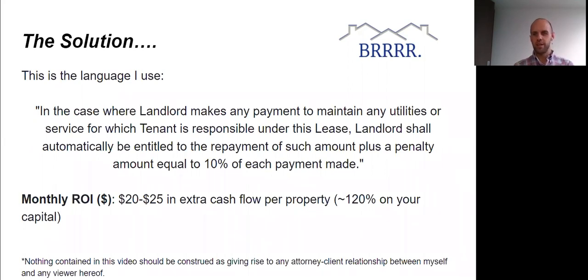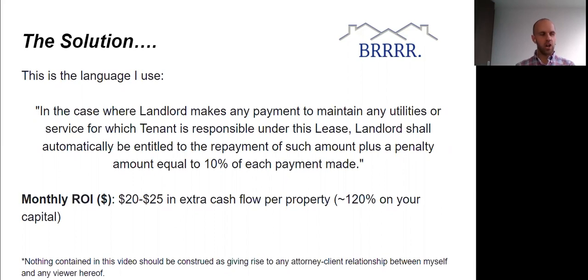So if you're paying $200 a month so that your tenant can get utilities, you should be making $220 a month, essentially, coming back to you through the repayment of the 200 plus a 10% bonus. What does that do? It drives up your monthly ROI pretty impressively. So if you're putting up 200 a month to pay the tenant's utilities, charging 10%, you're driving another $20 in extra cash flow per property. If we just take a look at that and say, what's the return on my investment?